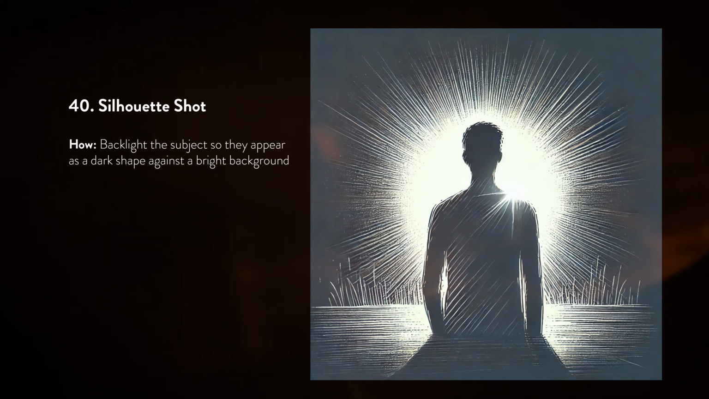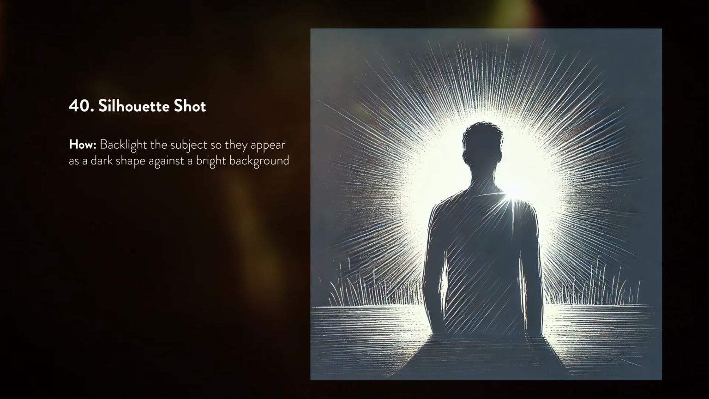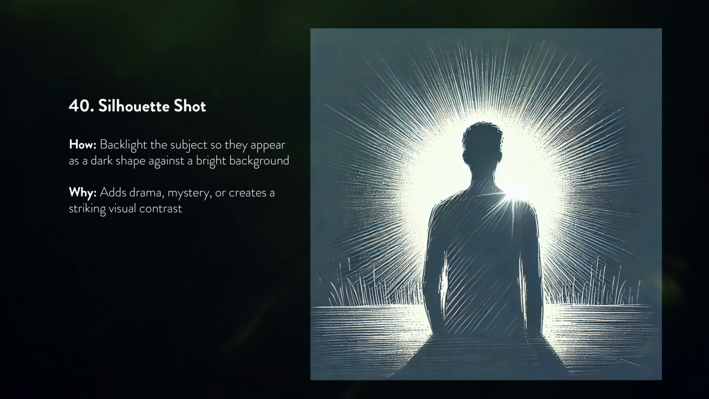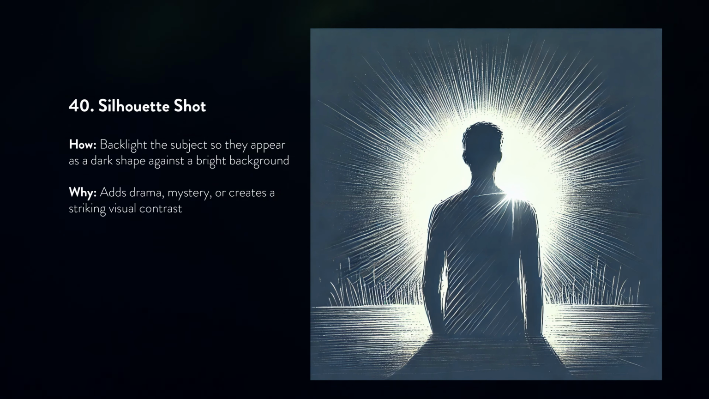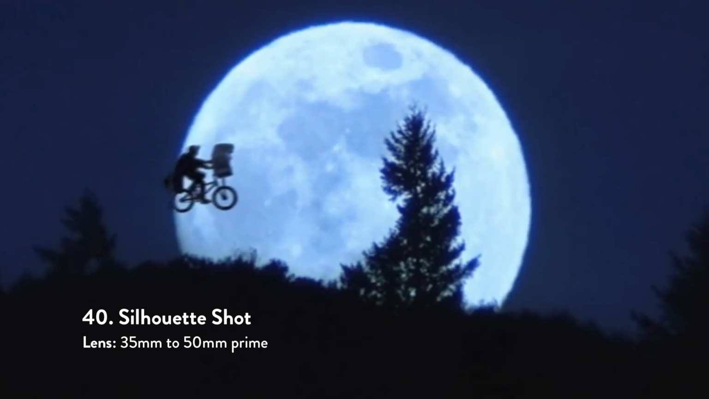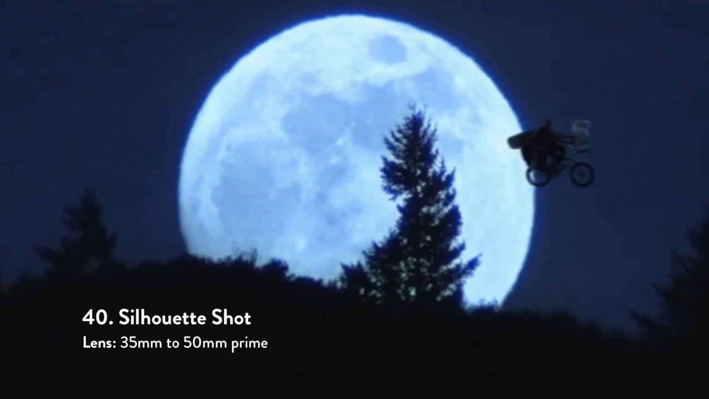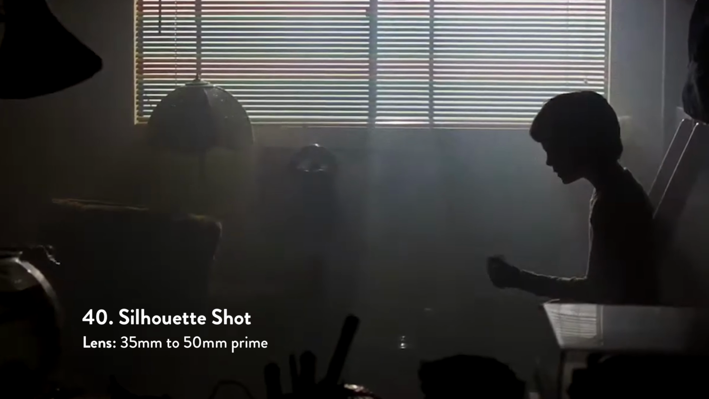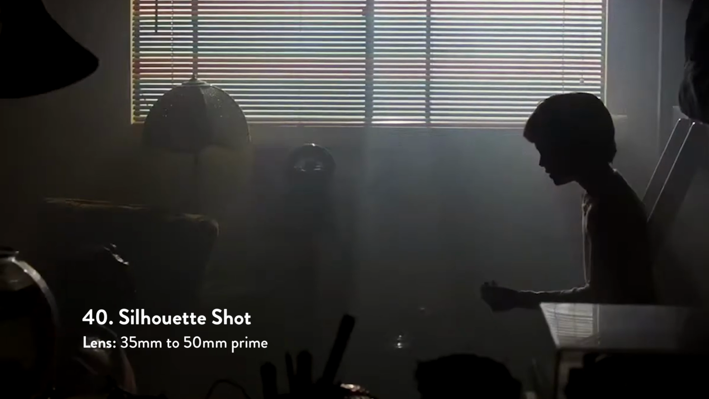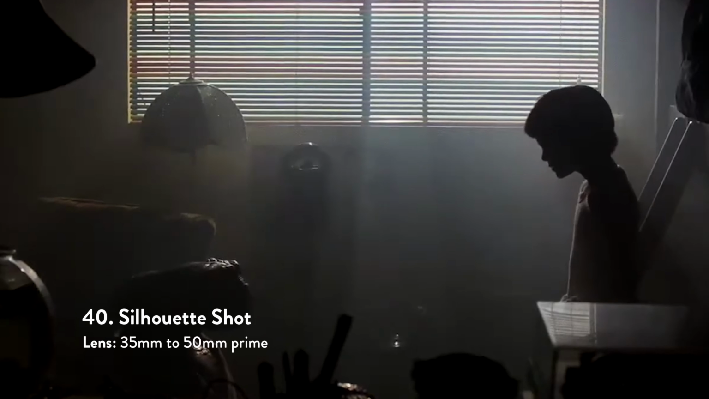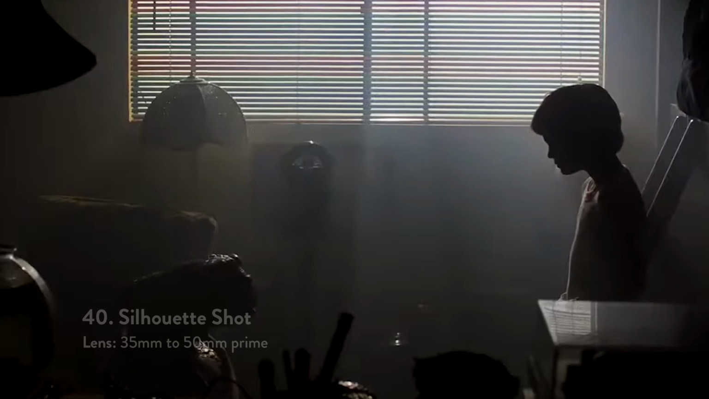40. Silhouette shot. Backlight the subject so they appear as a dark shape against a bright background. This adds drama, mystery, and creates a striking visual contrast. E.T. has two great examples of the silhouette shot. The first is the iconic bicycle flying across the moon scene. The next one is after Elliott fakes being sick to spend time with E.T. The soft glow emphasizes their secret connection and the intimacy of the moment.